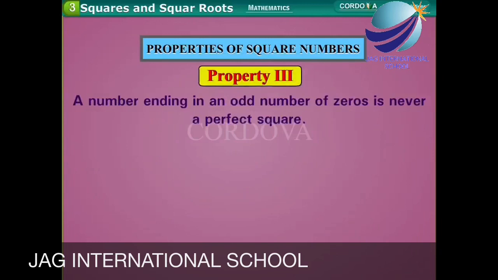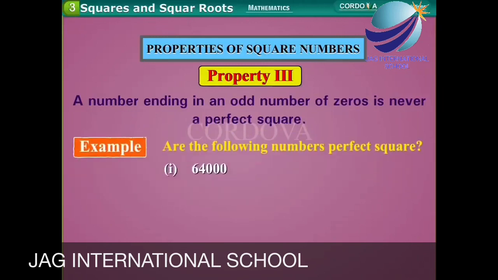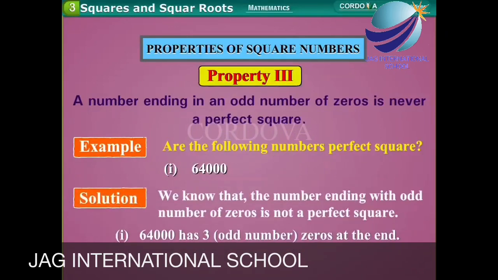Property 3. A number ending in an odd number of zeros is never a perfect square. Examples: are the following numbers perfect squares? 64000. Solution: we know that a number ending with an odd number of zeros is not a perfect square. 64000 has 3, an odd number of zeros, at the end. Hence, these are not perfect squares.